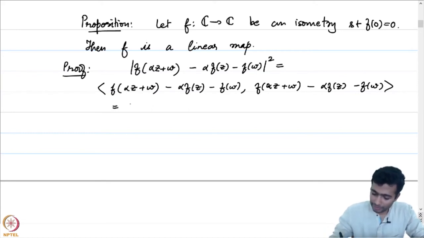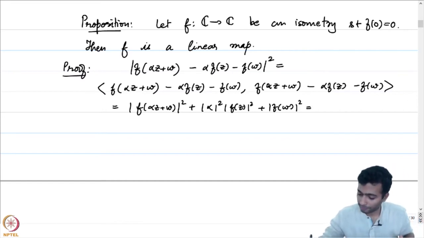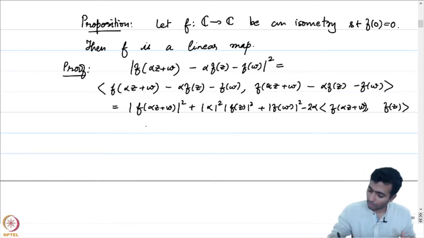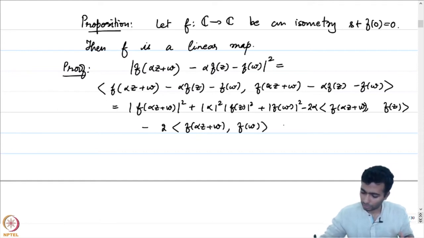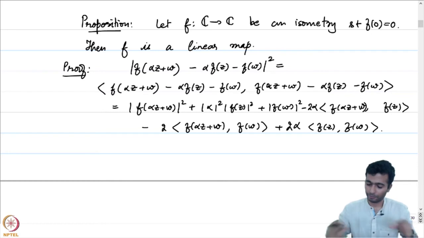And so this is going to be the absolute value of f of alpha z plus w the whole square plus the absolute value of alpha square, f of z square, plus the absolute value of f of w square, and there will be terms involving inner product with f: minus 2 times the inner product of f of alpha z plus w with alpha times f of z. Remember, here alpha is a real number. Minus 2 times f of alpha z plus w with f of w, and there's one more term which is going to be plus 2 times alpha times f of z and f of w. I hope I have not made a mistake. But anyway, the idea is to expand out the inner product and to notice that this is an isometry and that it preserves the inner product.